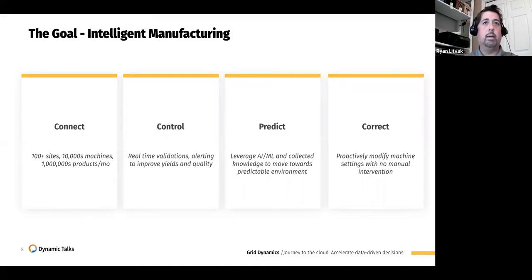And the second one is scrap. So if we can identify quality issues before they occur, before they render a board unusable, then we're able to save a lot of costs and be a lot more effective.